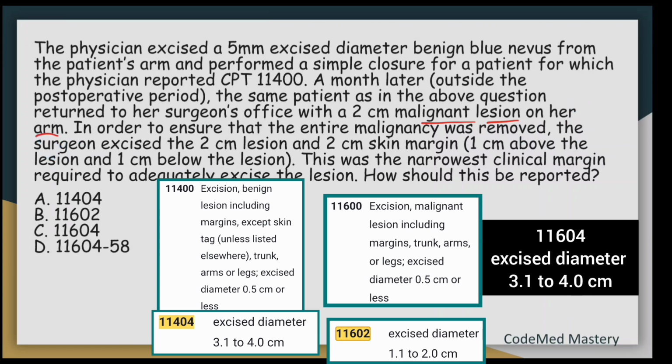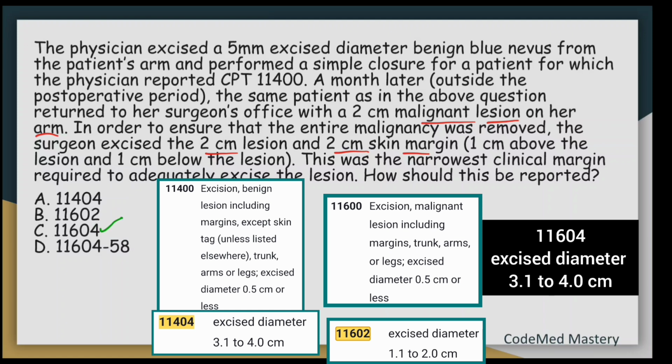So 11604 is the right code according to the type of lesion, the anatomic location and also the size, because here the surgeon excised a 2 cm lesion and 2 cm skin margin. The reporting of the excision of a lesion is based on the greatest clinical diameter of the lesion plus the narrowest margin. Right. So 2 plus 2 is 4. Therefore, we are using the code 11604, that is for excised diameter 3.1 to 4 cm. Therefore, option C is the right answer.